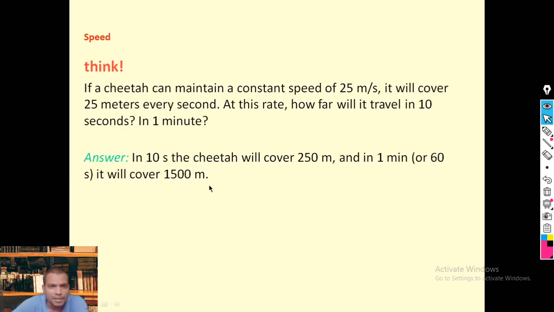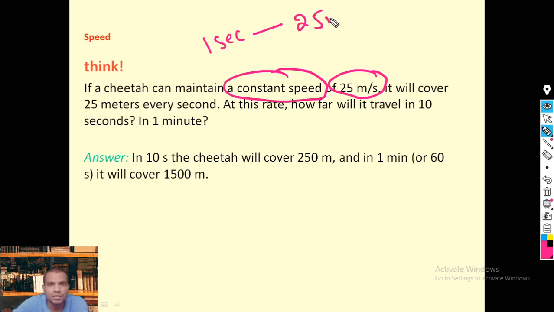So here I am having one question. If a cheetah can maintain a constant speed of 25 meters per second, it will cover 25 meters every second. So that is the meaning of constant speed. Speed is constant. It means in 1 second it is covering 25 meters.